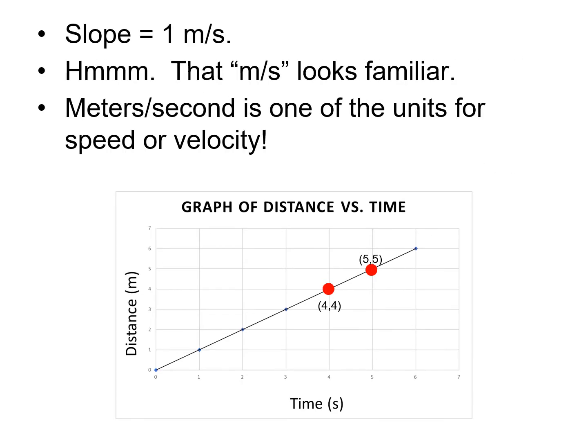I hope you realize that I kept up with the units during my calculation, just like I would any other calculation in physics, and I came up with this quantity, 1 meter per second. And that meter per second seems somewhat familiar, doesn't it? Meter per second is one way to measure speed or velocity. In other words, the slope of this distance versus time graph gives me the speed of this object.